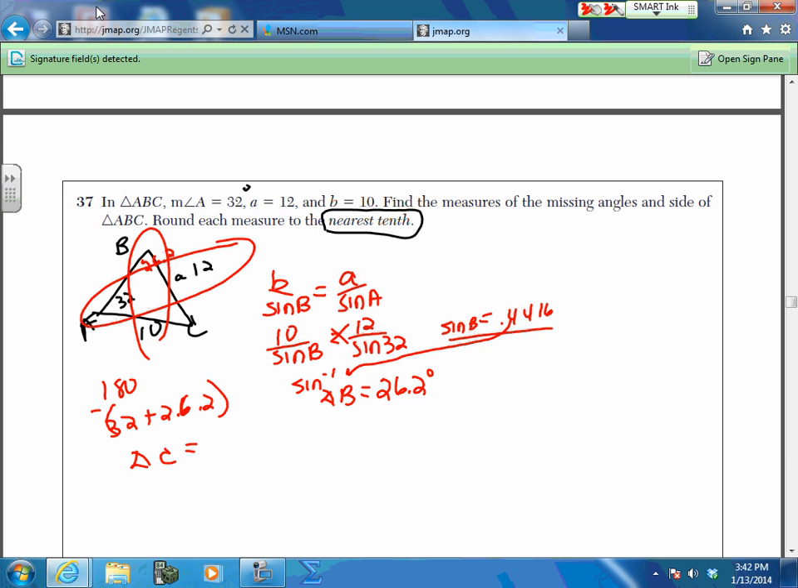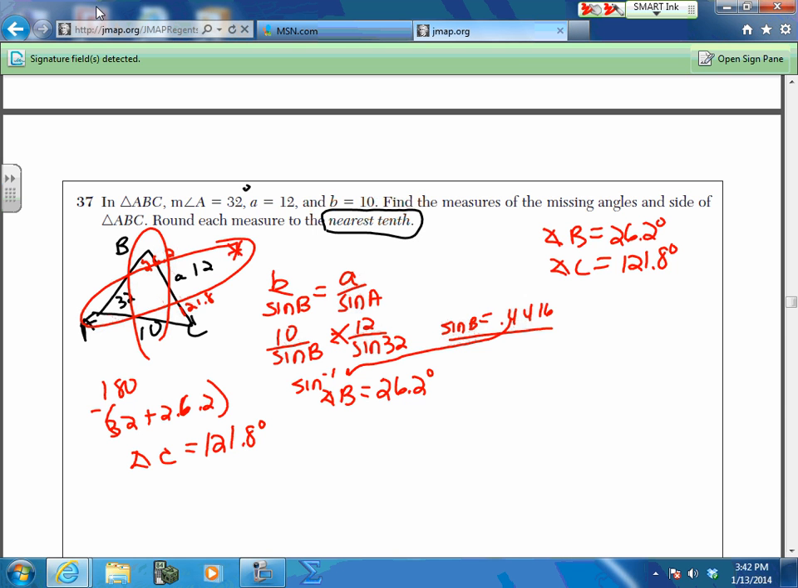So to find angle C, you're going to get 121.8. Remember to keep it to the tenths. So you've got angle B, angle C, and now we need to find side C.